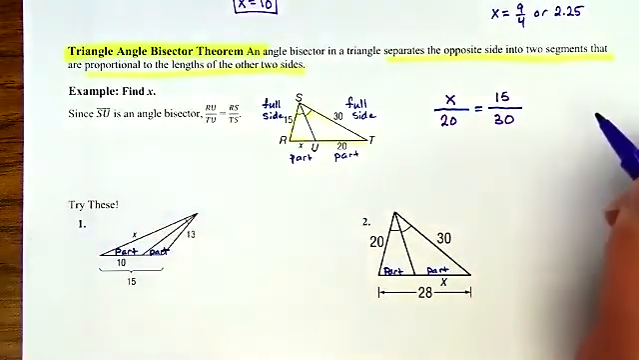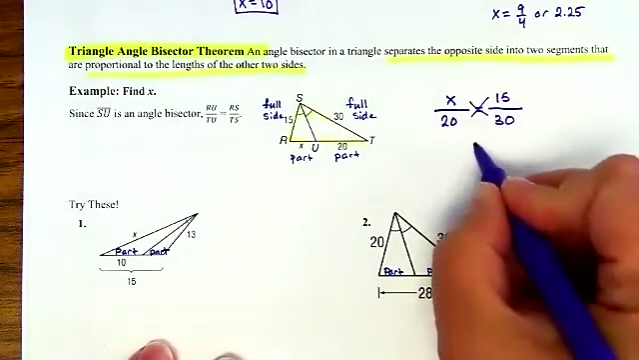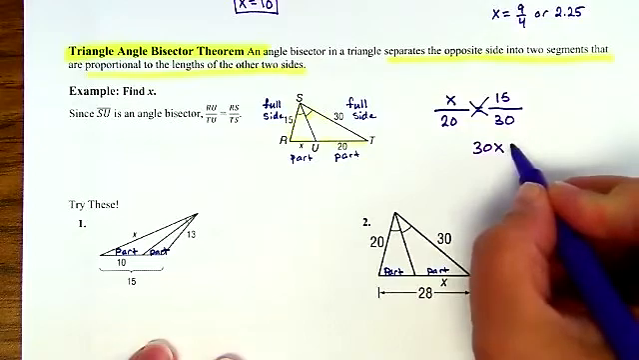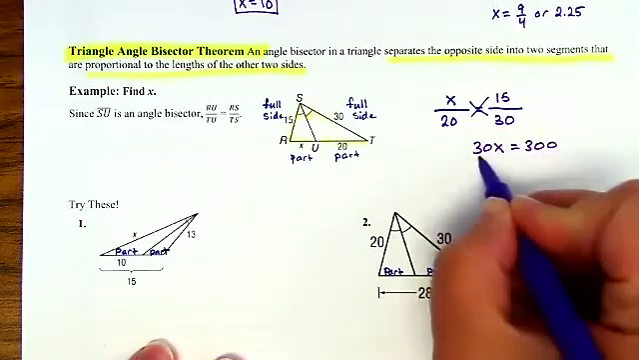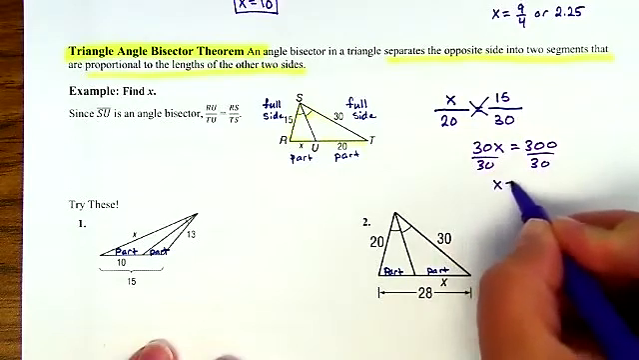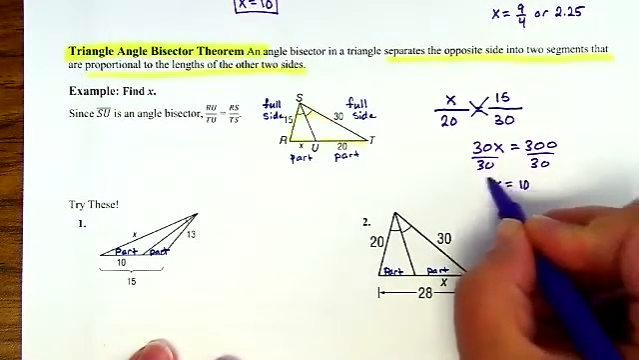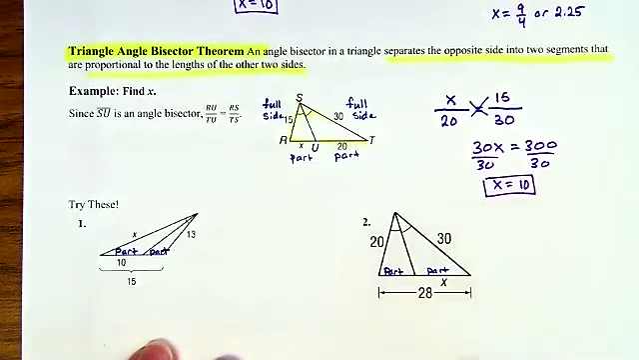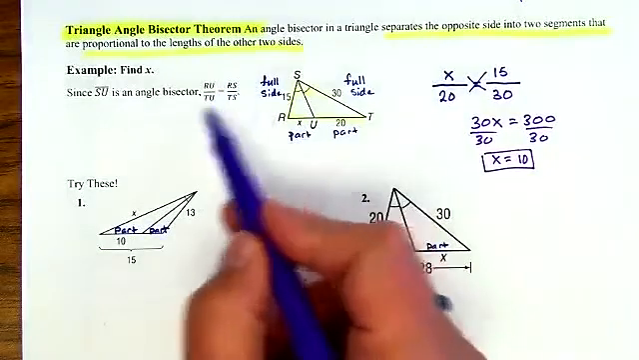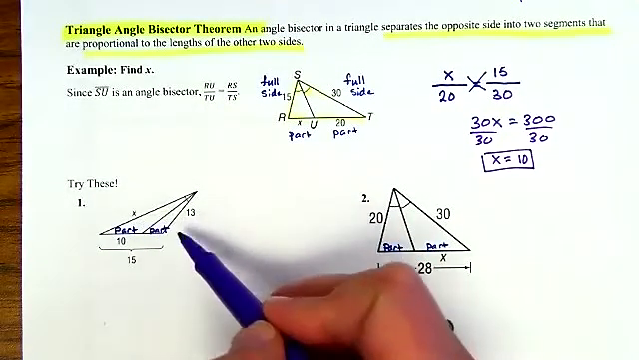Well, once I have my proportion, all I have to do is cross multiply. So I've got 30x is equal to 300, divided by 30 on both sides to get x alone, and x equals 10. That was pretty simple. Let's try this again. Now this time they didn't tell us all of this part here, but we need to remember part over part is equal to the side over the side.